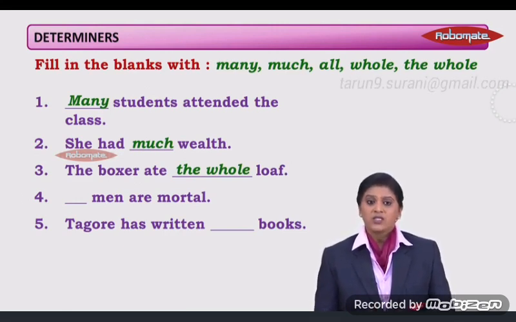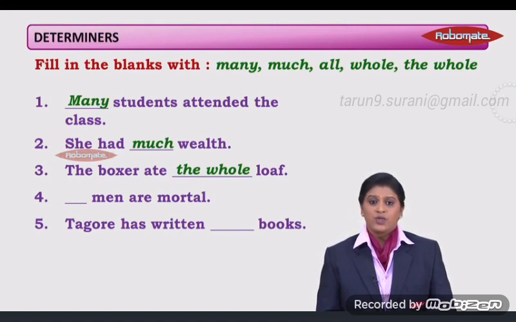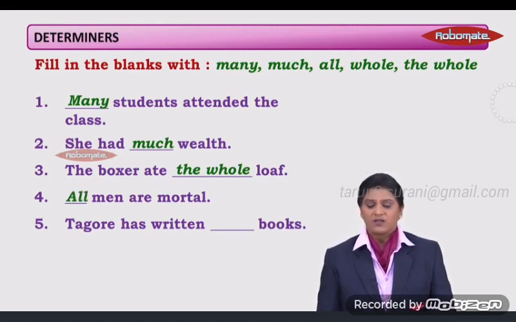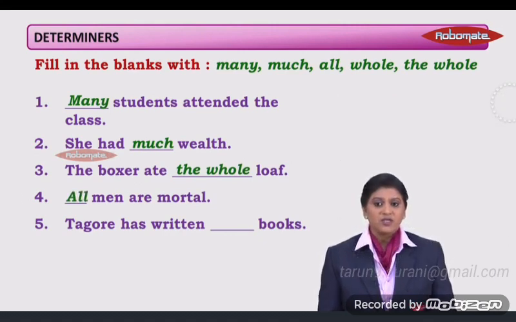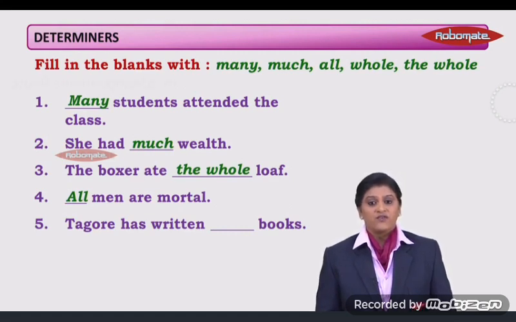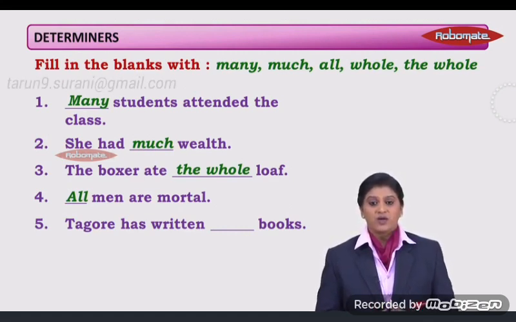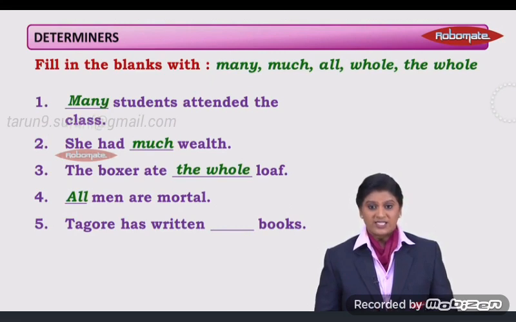Dash men are mortal. In this case, we're going to use the determiner all. Why do we use the determiner all? Because first of all, we are talking about the entire quantity. Okay, that means all the men are mortal.